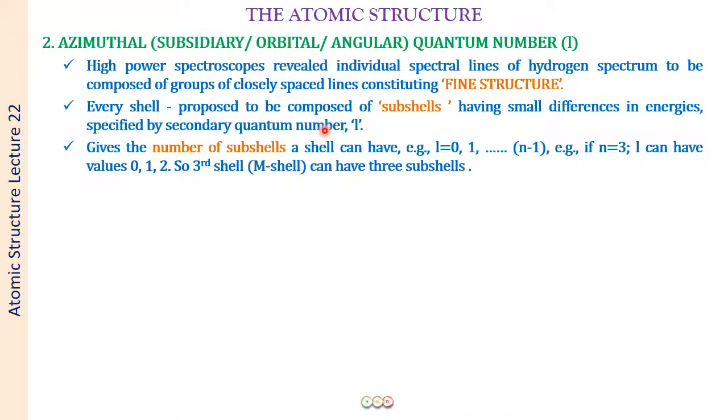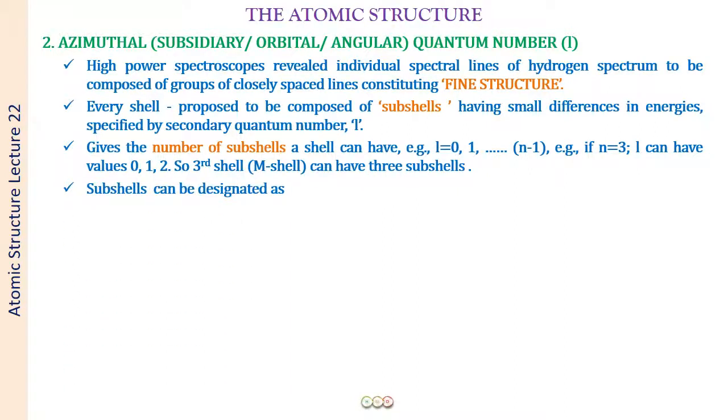And this L is going to now give you the number of subshells a shell can have. The number of subshells in any shell is going to be equal to the number of the n. If n is 3, the number of subshells possible are 3. And what are the values of L possible? These are going to be from 0 to n minus 1. So if n is 3, L can have values 0, 1 and 2, and hence the third shell or the M shell will be having 3 subshells.